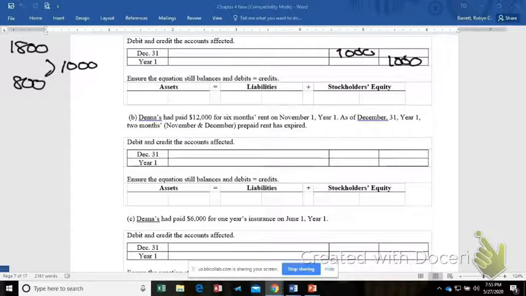Yes, okay. So when you're looking at this one, then she's going to say supplies expense. She used up, and credit supplies.